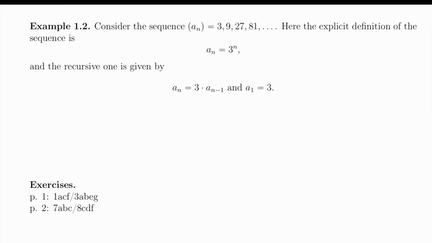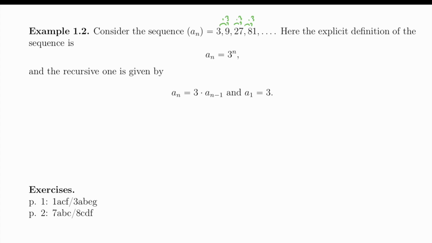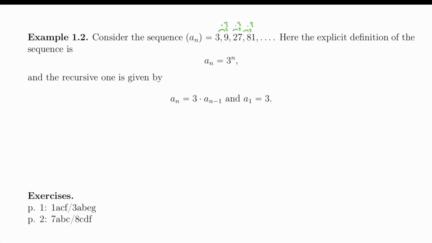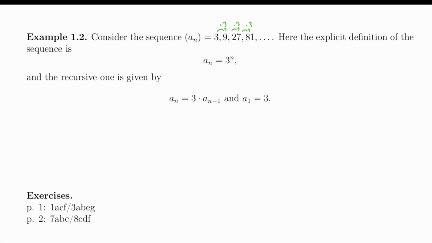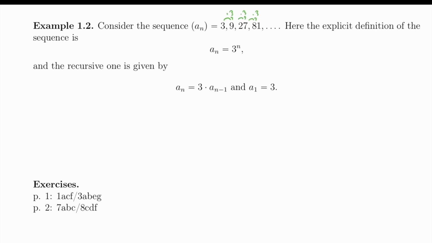Here you have another example with 3, 9, 27 and so forth. Again, here it's times 3 structure-wise, and that leads you to the explicit definition: a_n is 3 to the power of n, and the recursive one, a_n is 3 times a_{n-1}, and a_1 is 3. So you always have to give a sort of anchor point for a recursive definition.